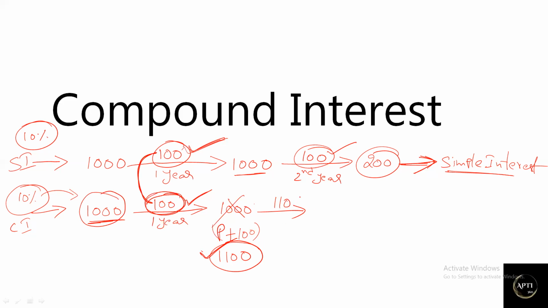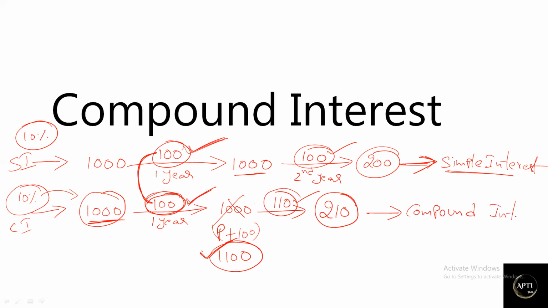Now total interest earned. What is first year interest? 100 rupees. Now second year interest is 110 rupees. So total interest earned here is 210 rupees in compound interest. And I hope you all are clear.